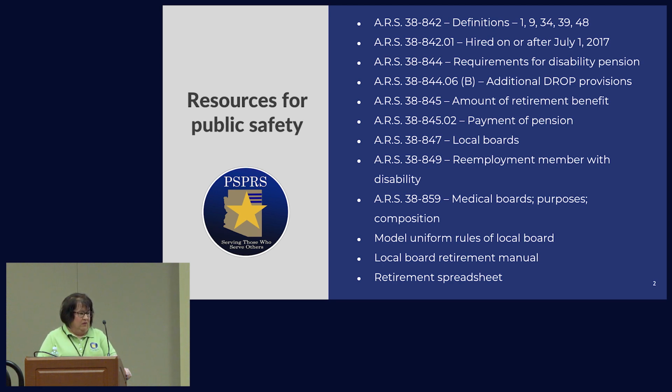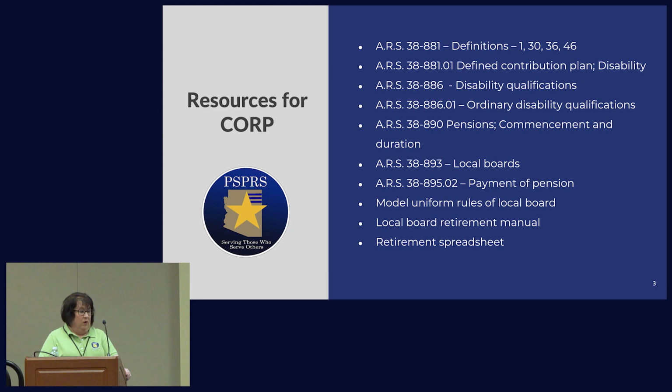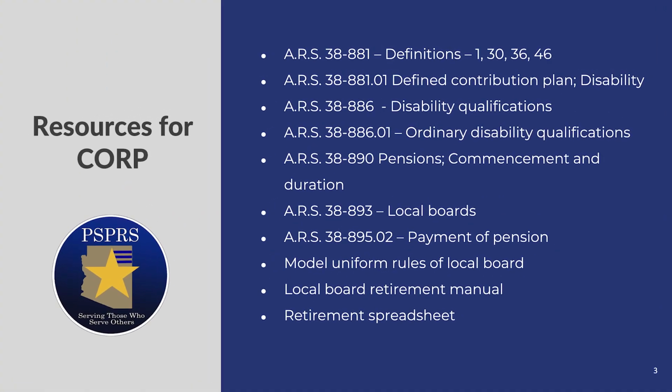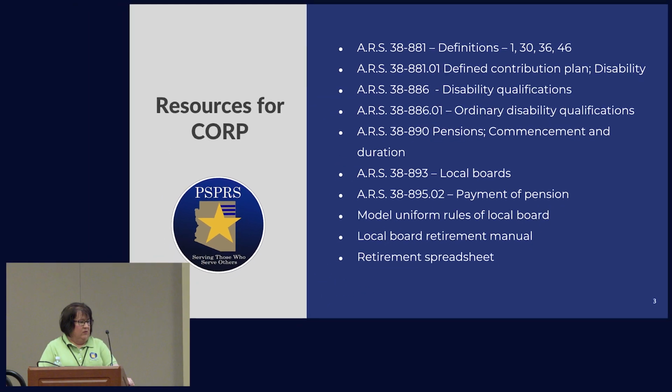Plus, there are other resources on our website: the Model Uniform Rules, the Local Board Retirement Manual, and the retirement spreadsheets. These are the statutes for Public Safety, and these are the statutes for CORP. Again, you can find them on the website, or you can always email me if you need to know which statute is directing what with questions regarding disability.